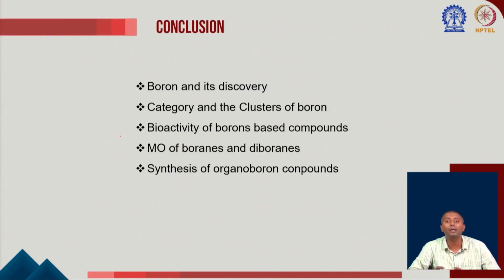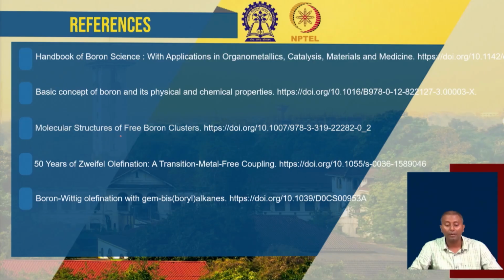So in this part I talked about the discovery of boron, and I talked about the different types of organoboron compounds, like the boronic acid and the boronic ester, and then I talked about their synthesis, and I have shown you some of the molecular orbital diagrams of the diboranes. Okay. And again here are the books you can download for this particular topic.